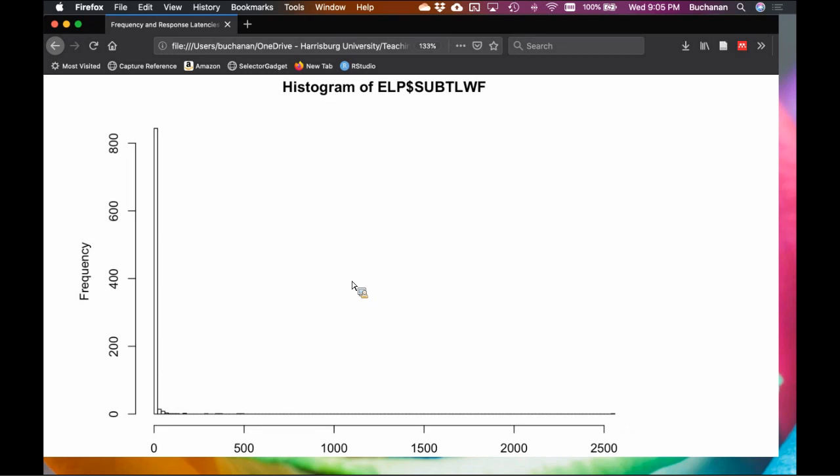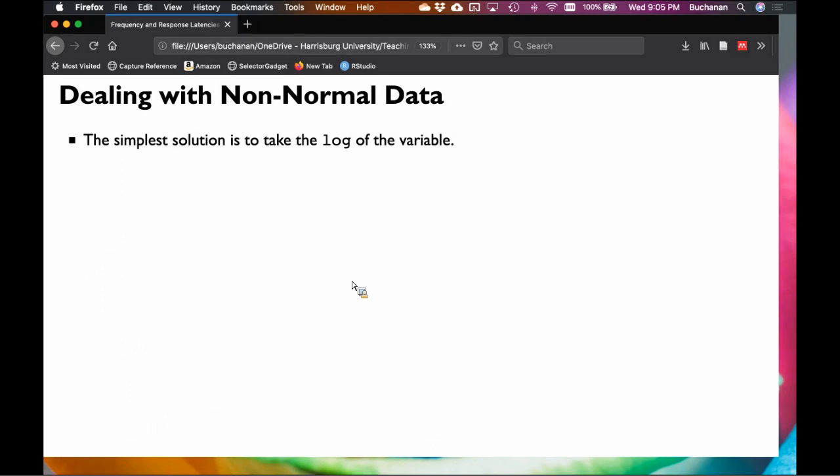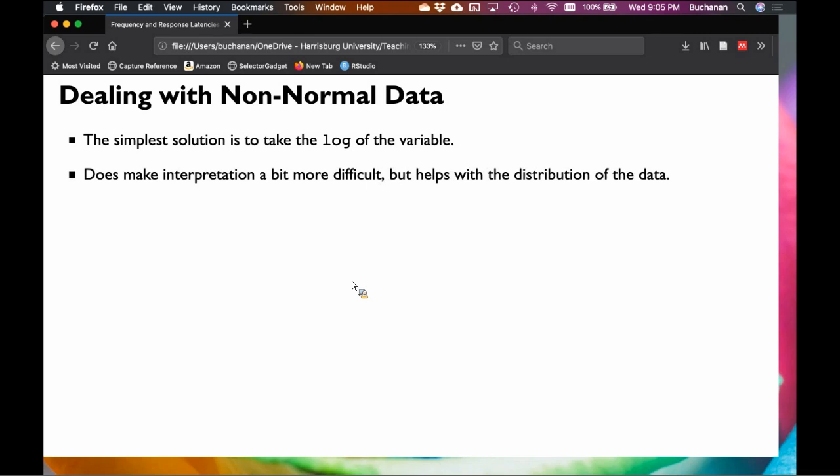Now, this data set is large enough that we can invoke that the sampling distribution is normal, but we know the distribution underlying this is not normal, and this data is definitely not normal, so we should do something with that. Well, the simplest thing to do is take the log of it. That's what most people do. That makes the interpretation a bit more difficult because you're now interpreting the log frequencies, for every one log unit increase in frequency, but most people are fine with this.